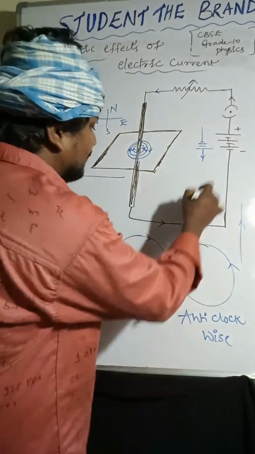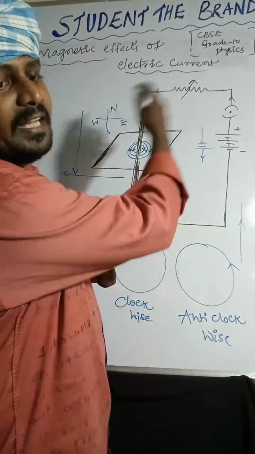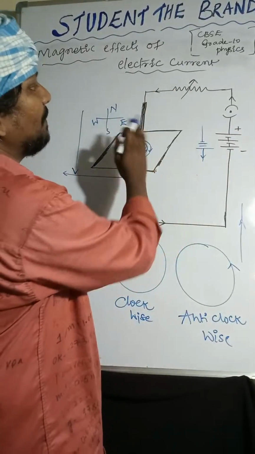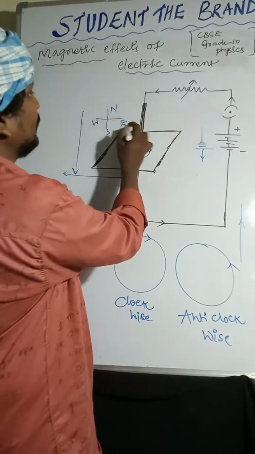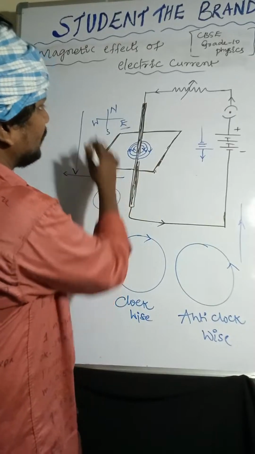If the current is passing in the anti-clockwise direction, then the compass shows the deflection towards west. And in the other case, towards east. So this is the east. The compass shows the deflection towards east.